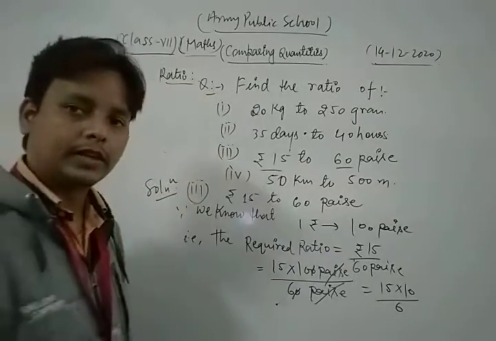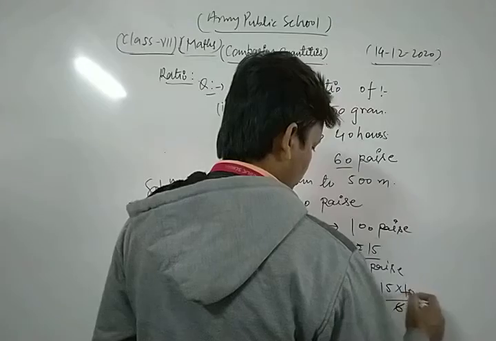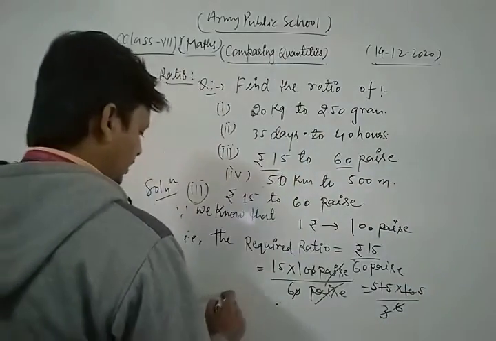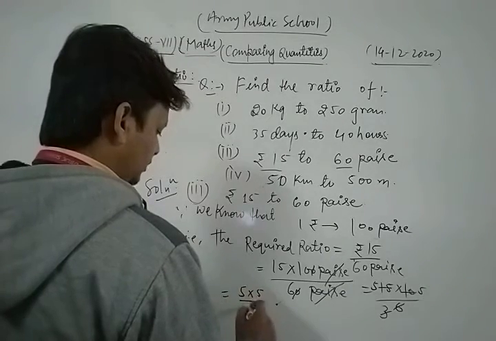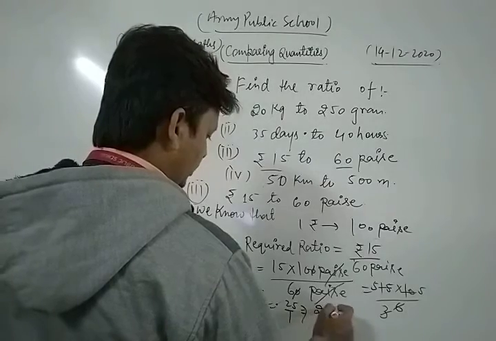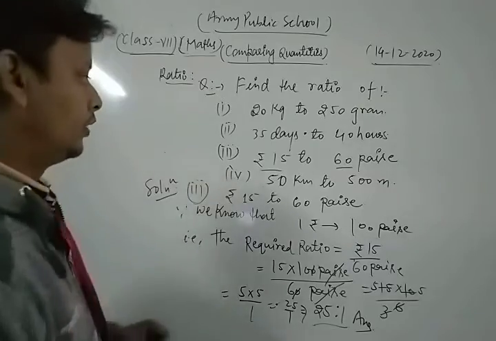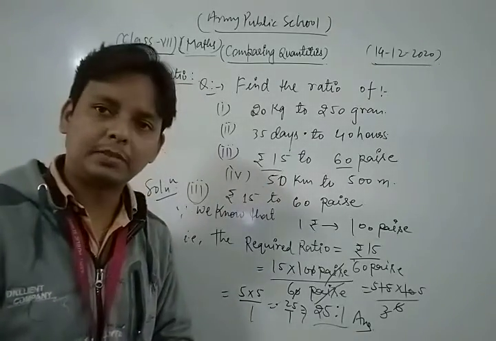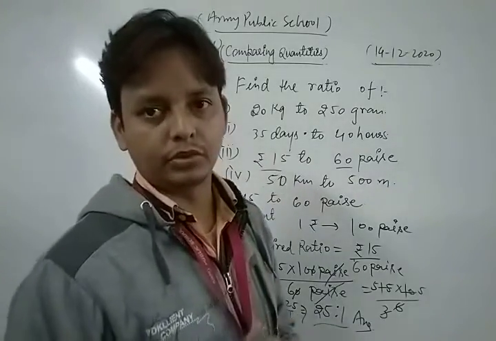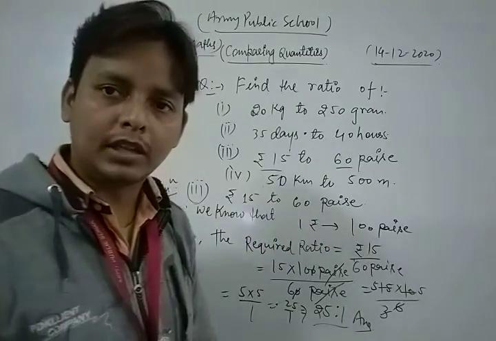Now we simplify them. 2 3s are 6, 2 5s are 10, 3 5s are 15. Now we get 5 into 5 divided by 1. 5 5s are 25 upon 1. Thus the required ratio is 25:1. Thus the required ratio of rupees 15 to 60 paise is 25:1. This is our required solution of the given question. Now, dear students, similarly we take and solve the next part or last part of this question.